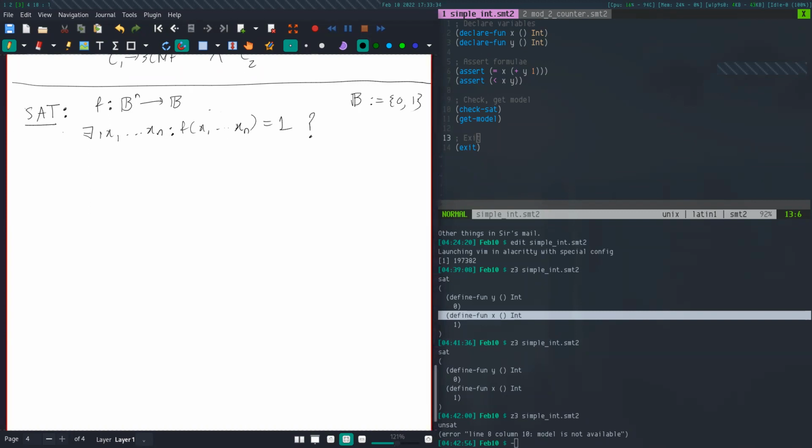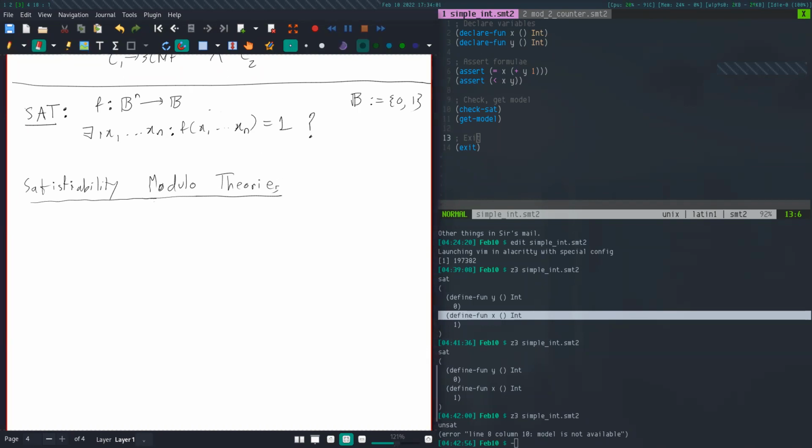Now what SMT is, basically, is a generalization of this problem. It's called satisfiability modulo theories. So what does this mean? We know what satisfiability means, but what does modulo theories mean?